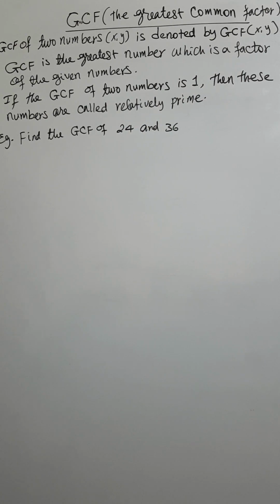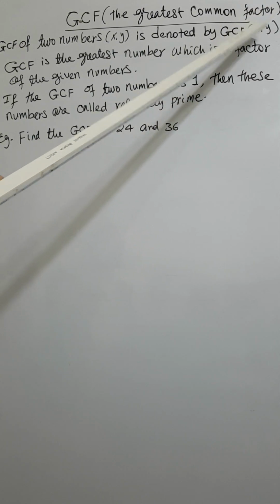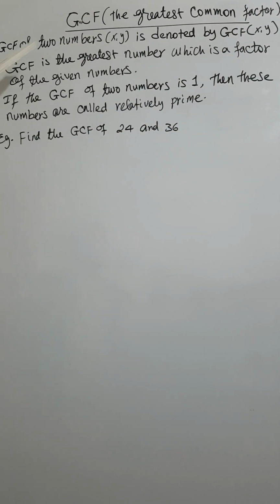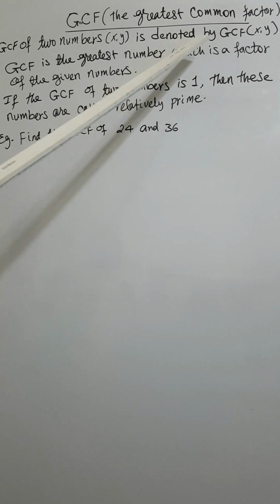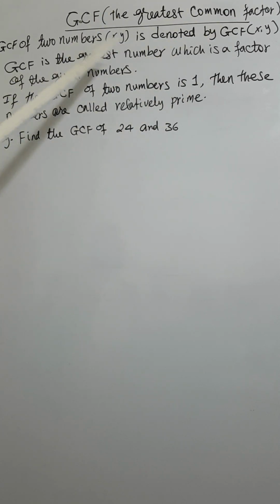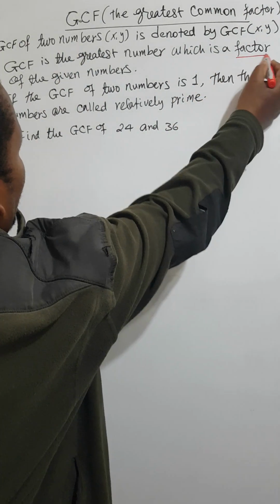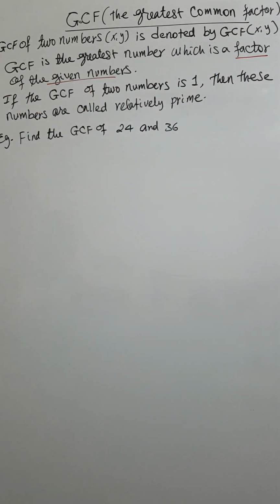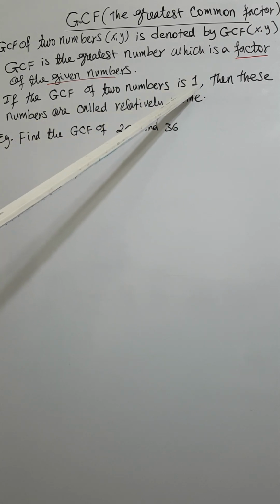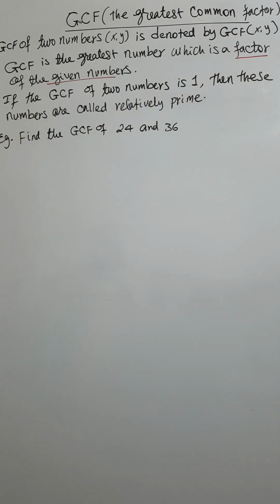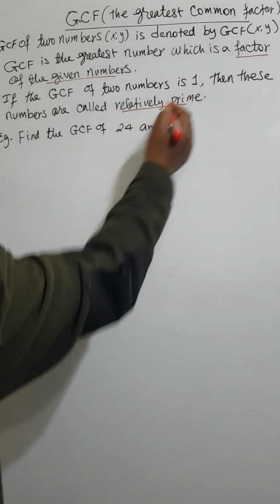This is about the GCF, the greatest common factor. The GCF of two numbers, x and y, is denoted by GCF(x, y). GCF is the greatest number which is a factor of the given numbers. If the GCF of two numbers is 1, then these numbers are called relatively prime.